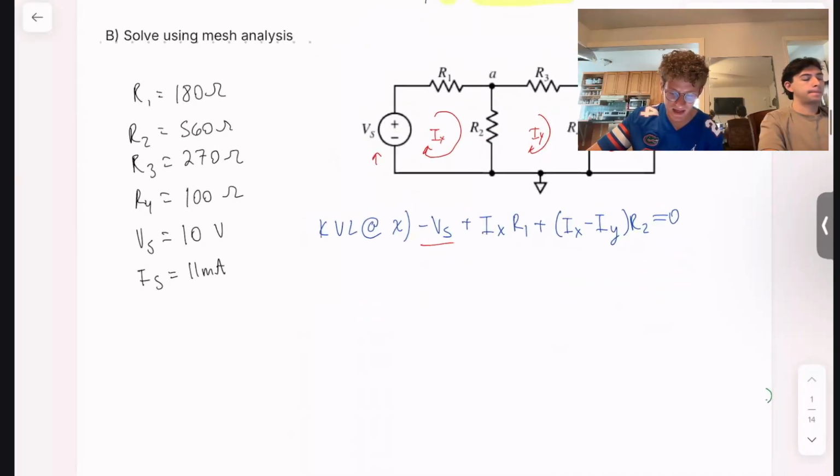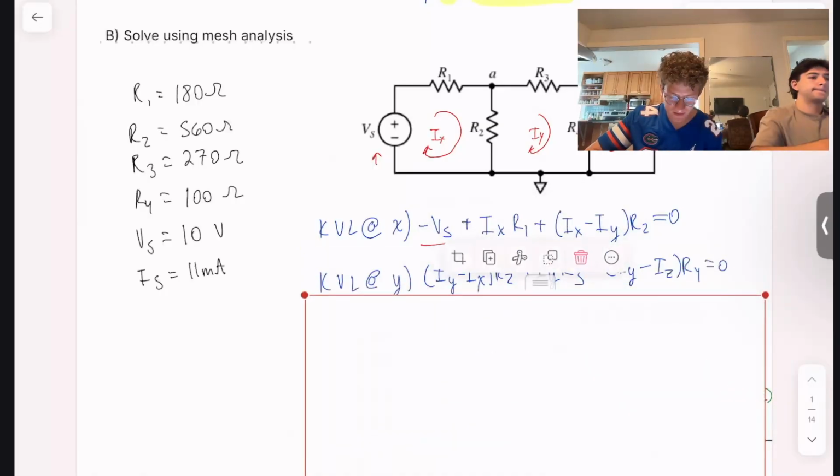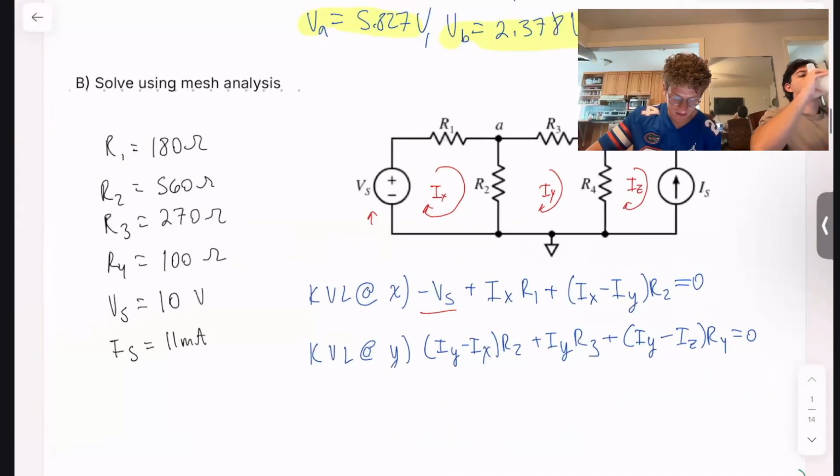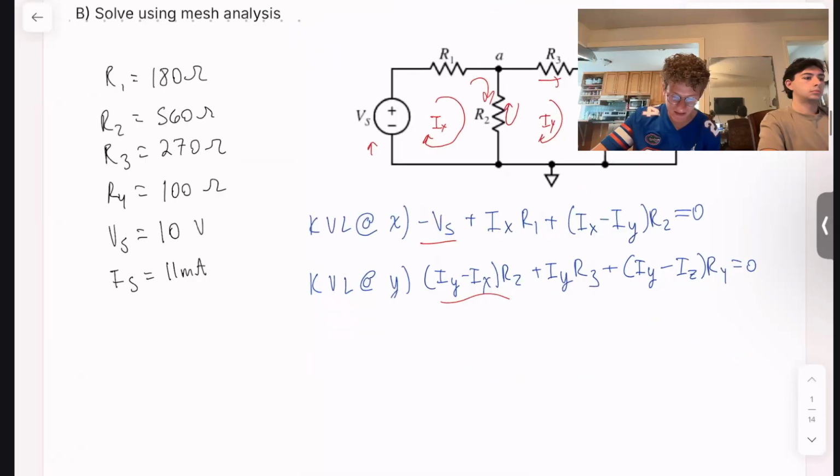And then next we'll set up our IY KVL equation, which gives us this. We'll start off with resistor number 2. Once again, we're going to assume positive convention for all of these currents. So IY minus IX times this R2 resistor is how we get that. Then IY going through R3, and then we'll have IY minus IZ times resistor 4. That should sum to 0.